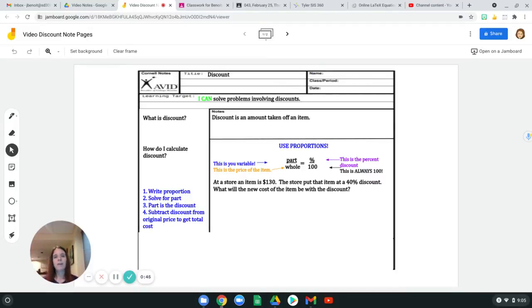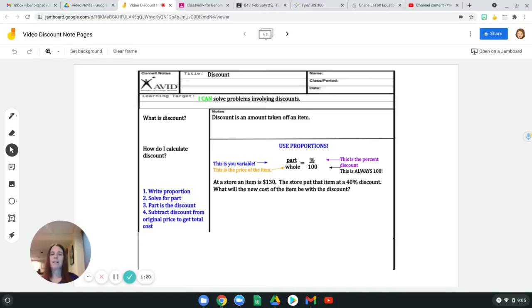All right, how do I calculate discount? Guess what? We're still using the proportions. Here's the breakdown. The part is still going to be your variable. I'm going to use X. The whole is the price of the item. So what does the item cost on that ticket? The percent is that amount of the discount that they're offering. And then 100 is always under your percent. So the part's always going to be X, and 100 is always going to be under percent. You're just filling in two other parts of the proportion.